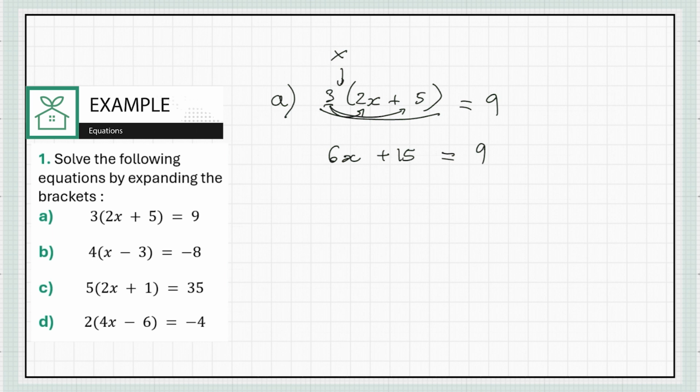We have plus 15 here, we want to take away 15 from both sides. So we're left with 6x is equal to 9 minus 15, which is going to be equal to negative 6. Alright, now divide both sides by our coefficient. So 6x divided by 6 is just x, and negative 6 divided by 6 is just negative 1.